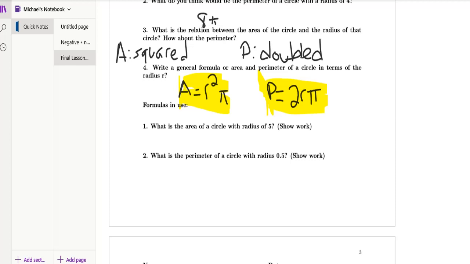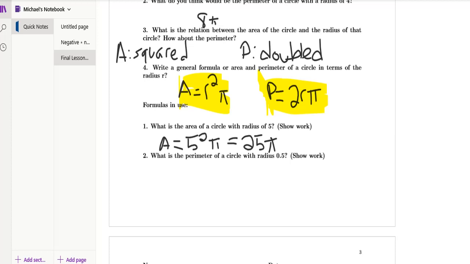So the area of a circle with radius 5. If the radius is 5, radius is the r, so A is equal to 5 squared times pi. 5 squared is 25, so that's just 25 pi. And that would be equal to like 78 something, but we're just going to leave it in terms of pi, so we have a better understanding of what that number actually represents.